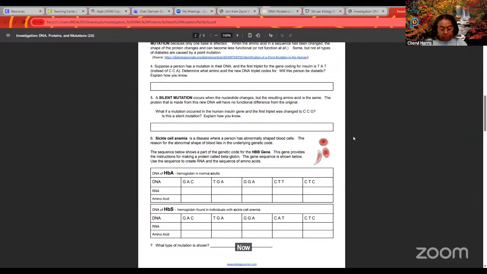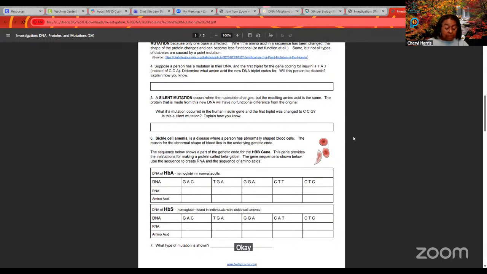Now they're asking you to look at CCG, and CCG translates to GGC. If you look at your chart, GGC also translates to glycine. So we haven't changed the amino acid, we just changed how we got it. So the important thing is the end product. What protein are we making? Are we making the protein that we need to make, or is it trying to make something else? If you make something else, it can't do its job.